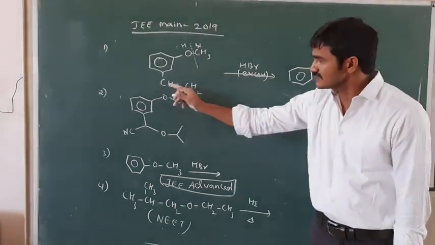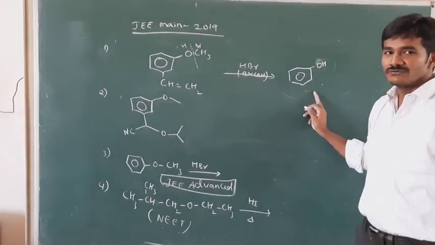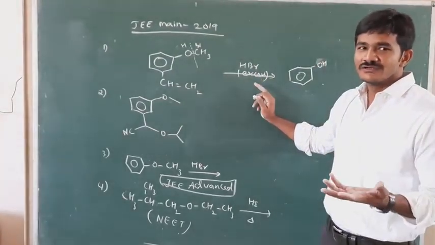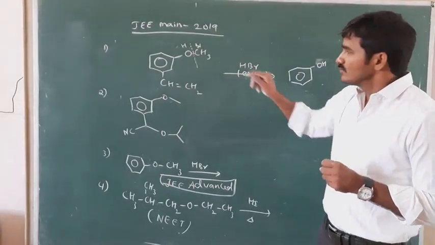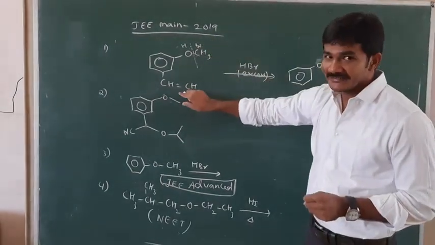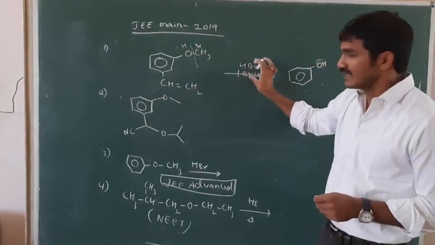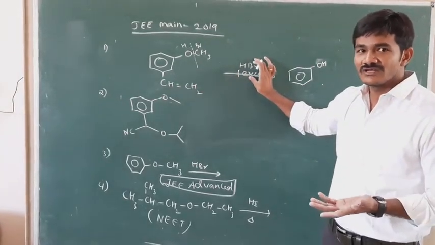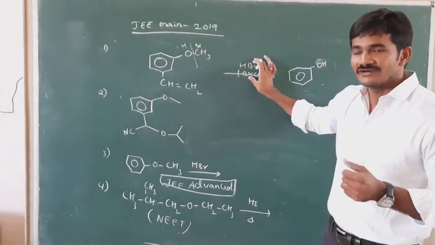Can we write it as it is, CH double bond CH2, here in this case? No. Because HBr excess means you can take 1, 2 or 3 moles depending on the reaction conditions. So one more I can add here, because alkenes on reaction with halogen acids always undergo addition mechanism, the Markovnikov addition.